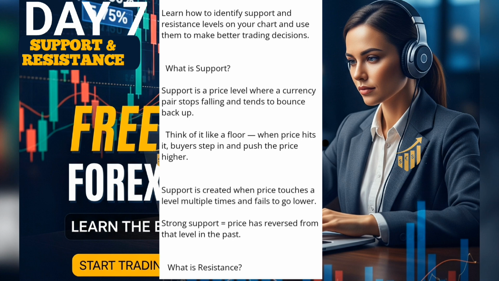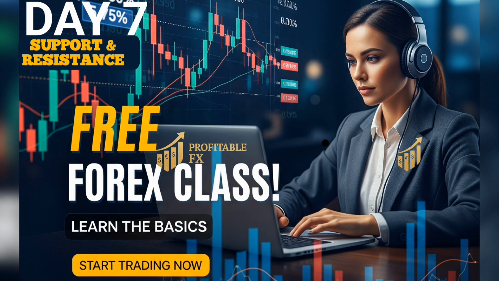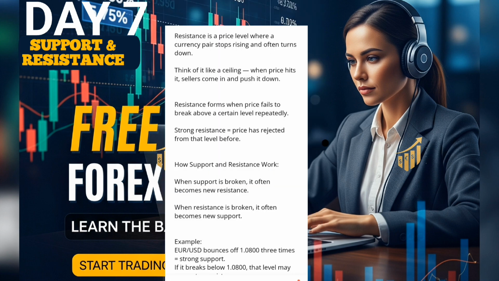What is resistance? Resistance is a price level where a currency pair stops rising and often turns down. Think of it like a ceiling. When price hits it, sellers come in and push it down. Resistance forms when price fails to break above a certain level repeatedly. Strong resistance means price has rejected from that level before.